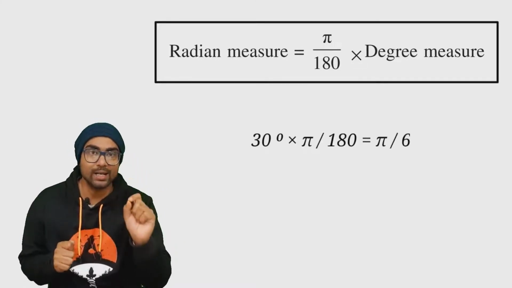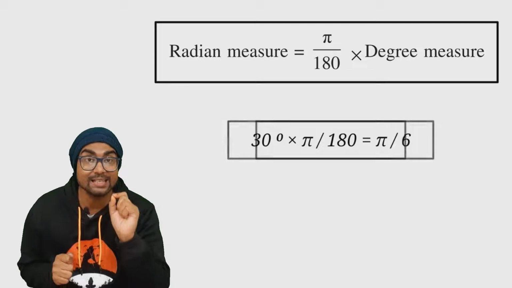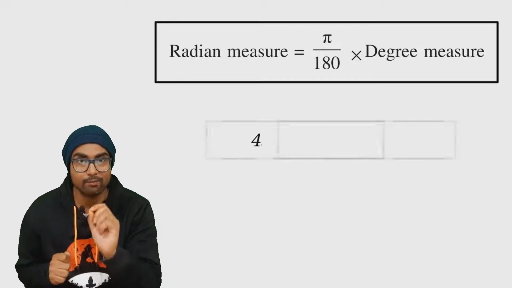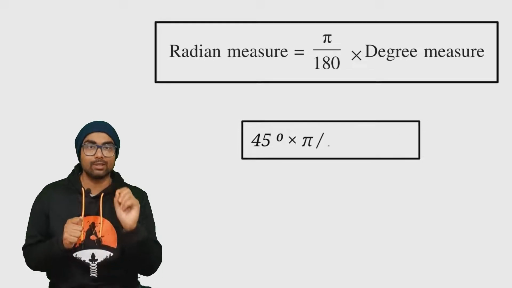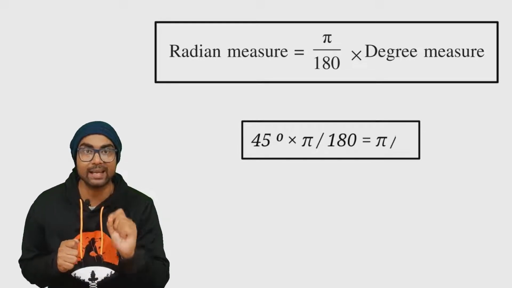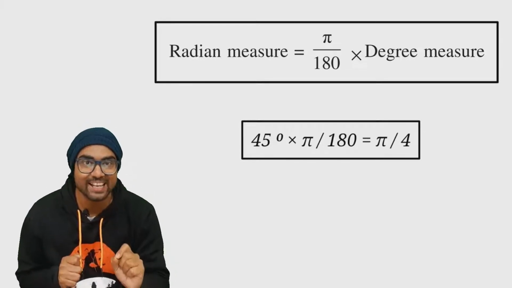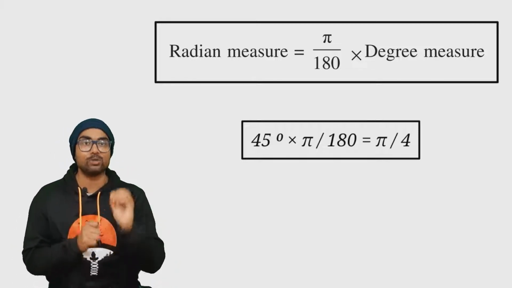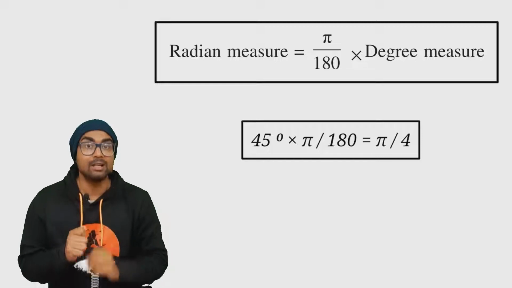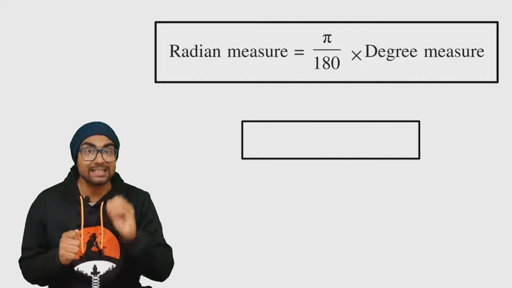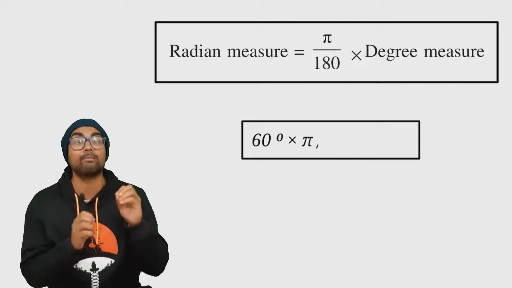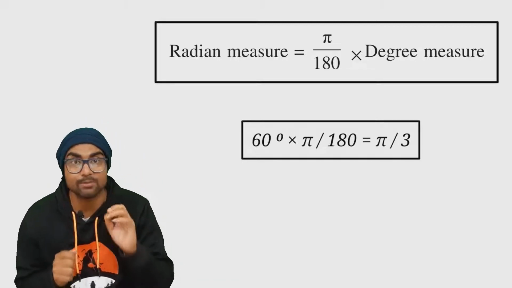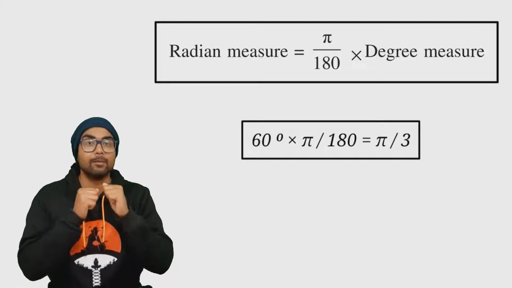So this 180 gets cancelled by 30, 6 times. It will be pi by 6. Similarly, 45 degree will be converted to radian by multiplying it by pi by 180. This 180 will go 4 times with 45. So the answer will be pi by 4. Similarly, when you multiply this 60 degree angle with pi by 180, then this 60 will cancel 180 3 times. So the answer will be pi by 3.